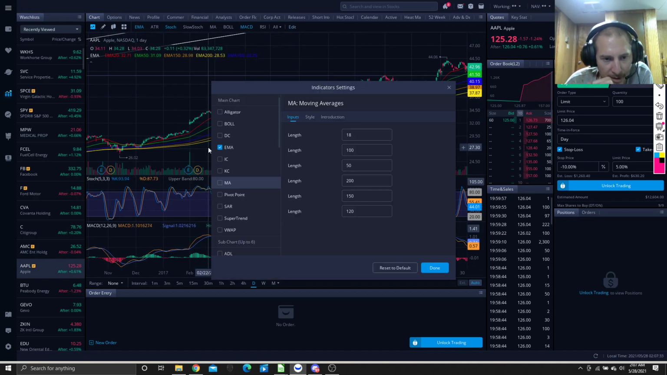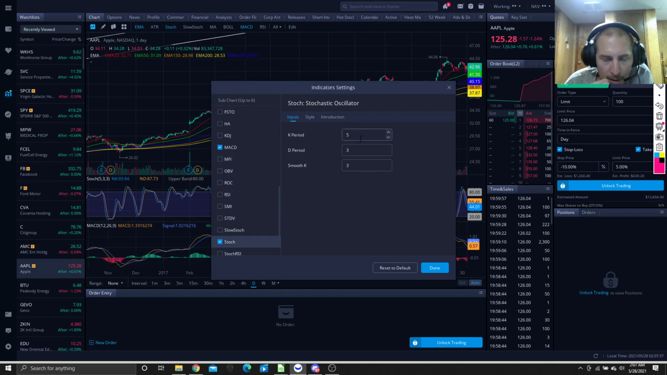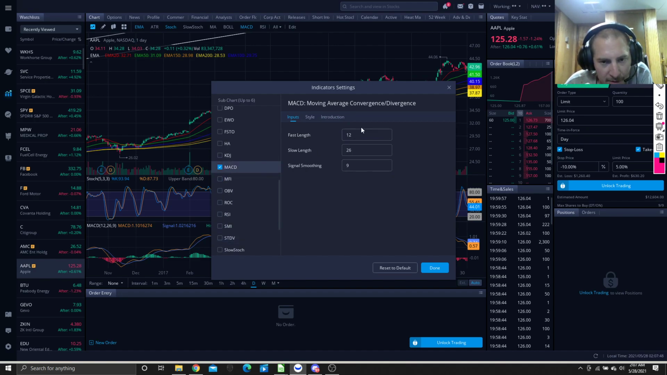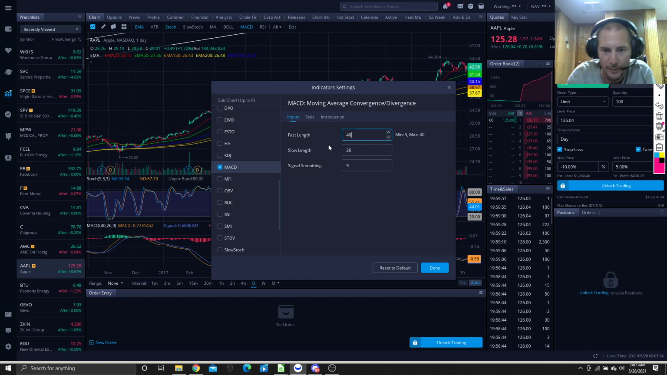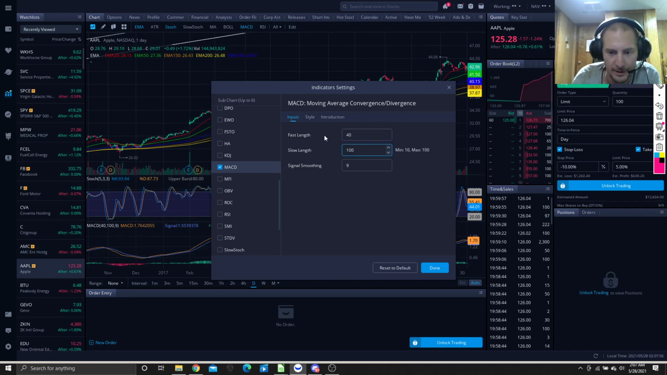So the stochastic, the standard settings are 5, 3, and 3. We're going to leave those as they are. The MACD, we will change those settings. The default settings are 12, 26, and 9. We're going to change that to 40, 100, and 9.